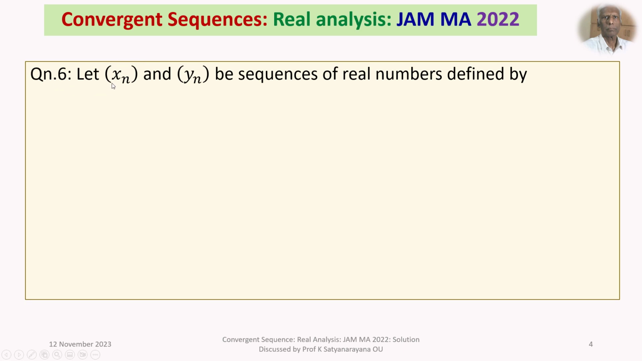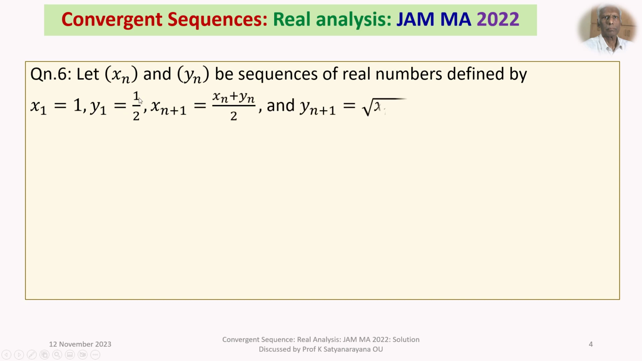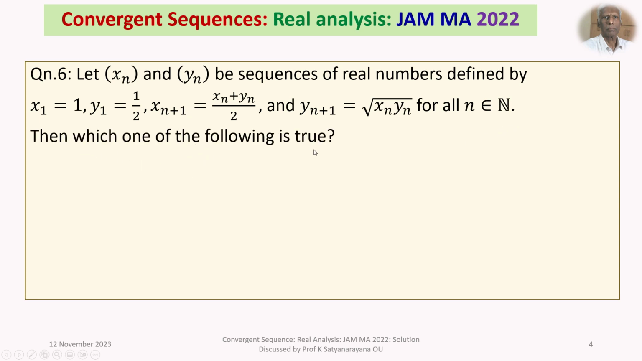Let the sequence xn and sequence yn be sequences of real numbers defined by x1 is equal to 1, y1 is equal to 1 by 2, xn plus 1 is equal to xn plus yn by 2, and yn plus 1 is equal to under the square root of xn yn for all n belongs to N. Then which one of the following is true?